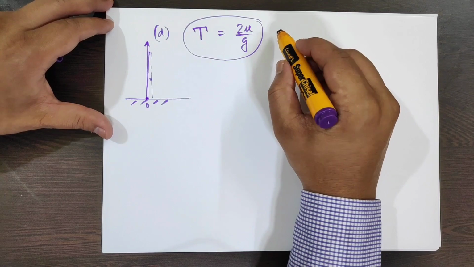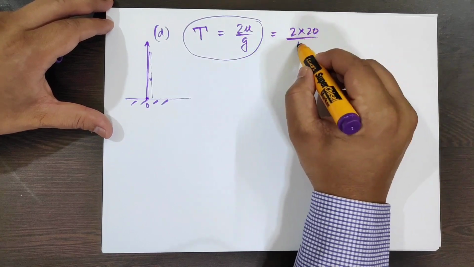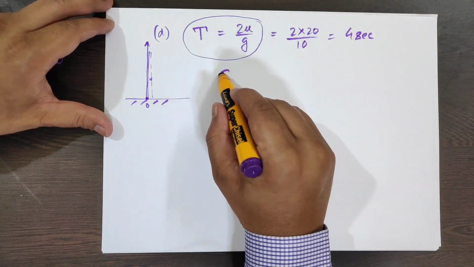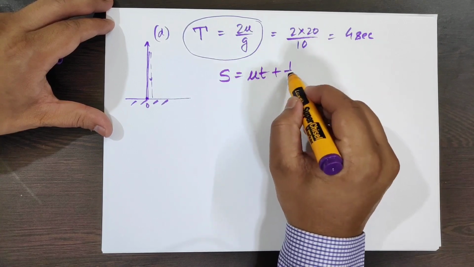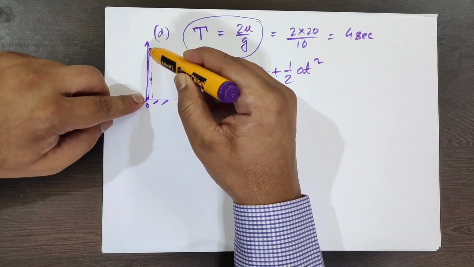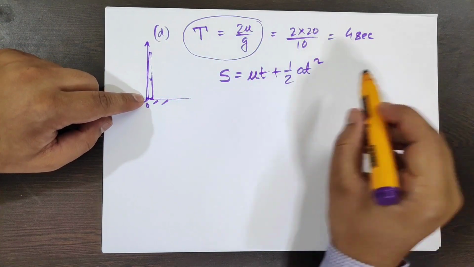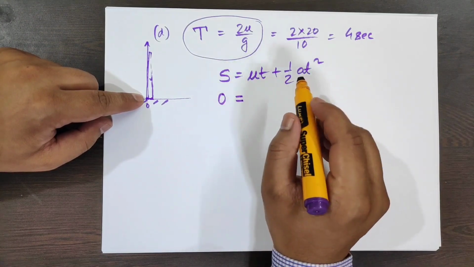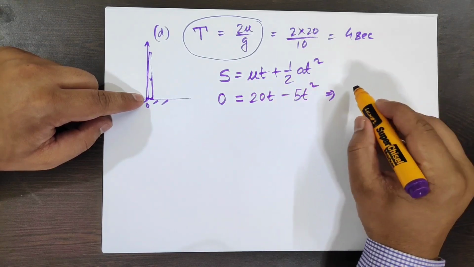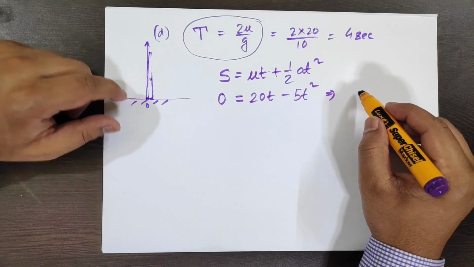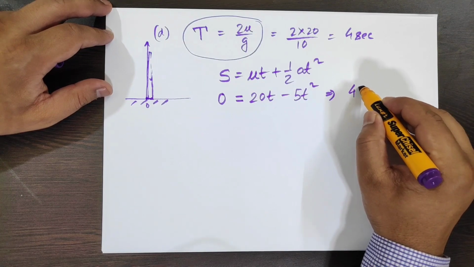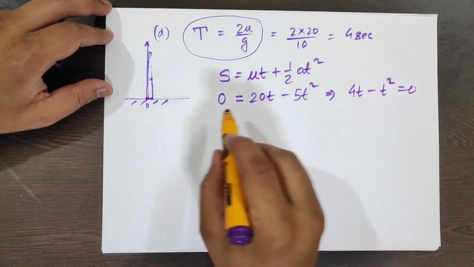Here it is 2 into 20 by 10, that is 4 seconds. 2 seconds to go up and 2 seconds to come down. Or you can use this formula also, s equal to ut plus half at square. S stands for displacement, you know, so when it comes back to the same point, displacement is 0. So I'll put here 0 and 20t minus 5t square, so what do you get here? 4t minus t square is equal to 0.